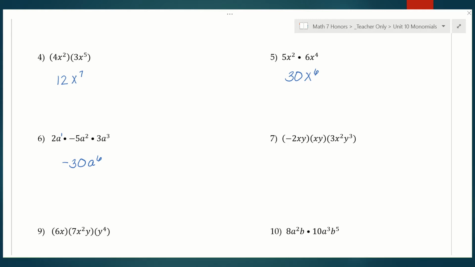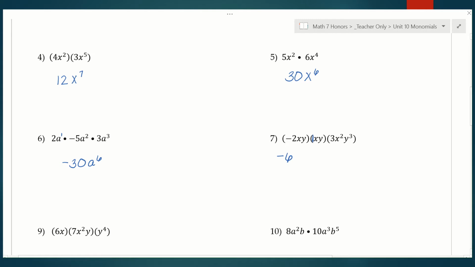Number 7, this is the first one where we have multiple variables to deal with. So what we do is we take it step by step. You're first going to deal with the coefficients just as we've been doing. Remember there's really a 1 on this one. So if I multiply my coefficients, negative 2 times 1 times 3, that gives me negative 6.